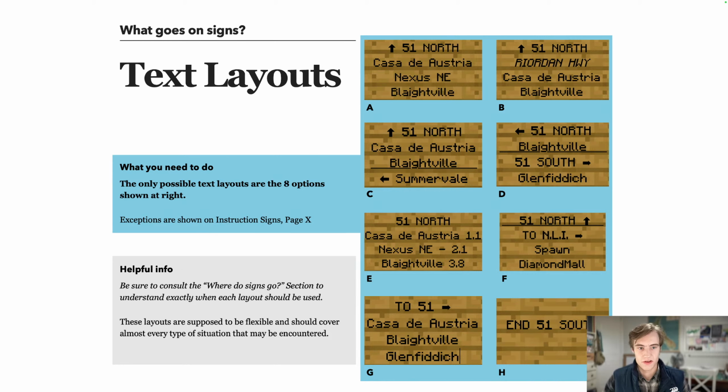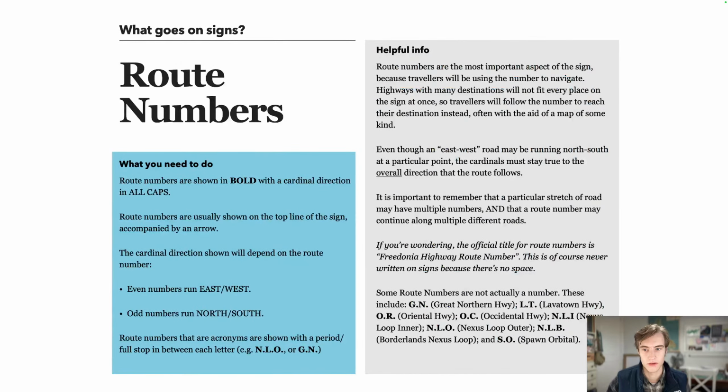So these are supposed to be very flexible. You shouldn't really need any other ones. Of course, there are exceptions to the rule, but most situations should be covered by a combination of these types of signs. So let's go over to route numbers now.